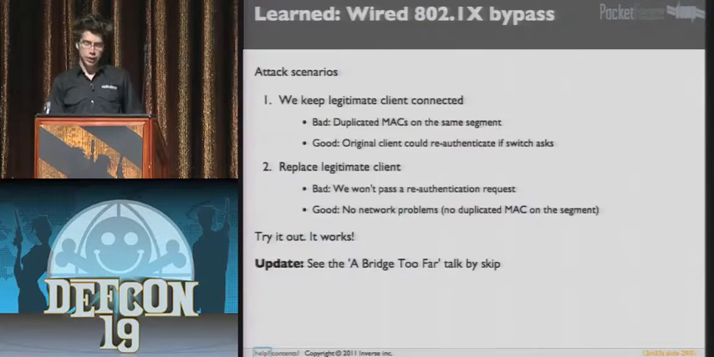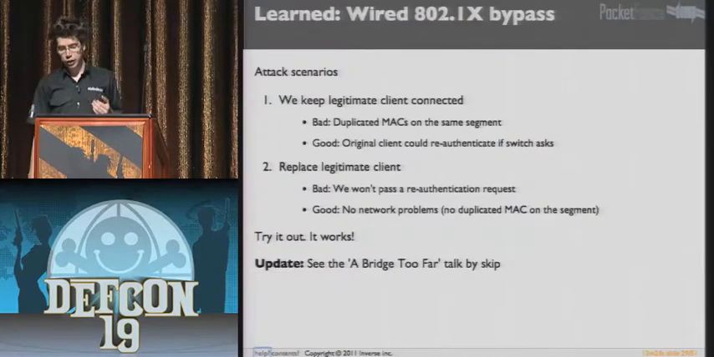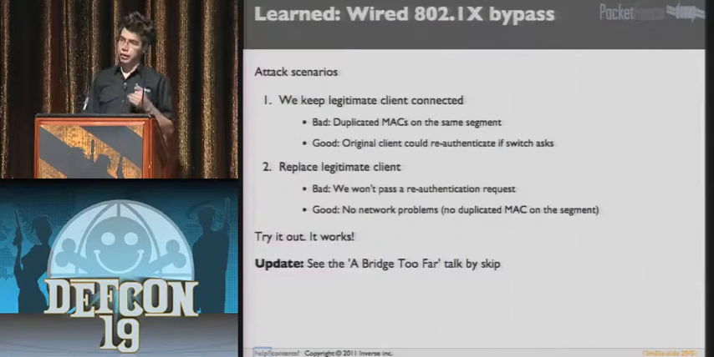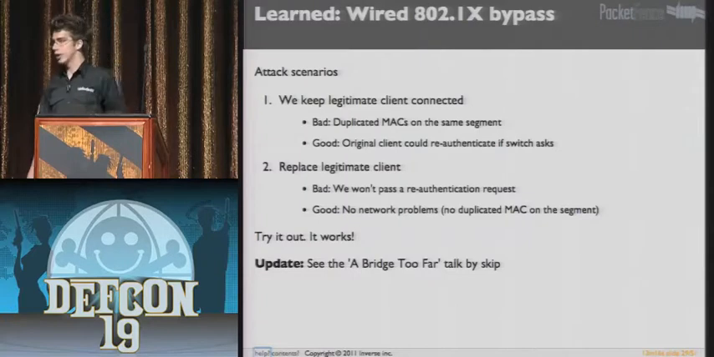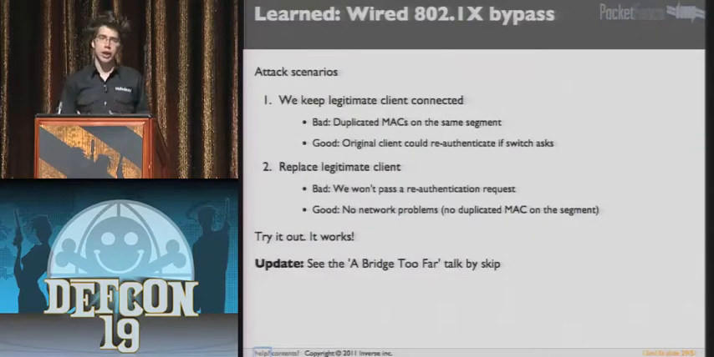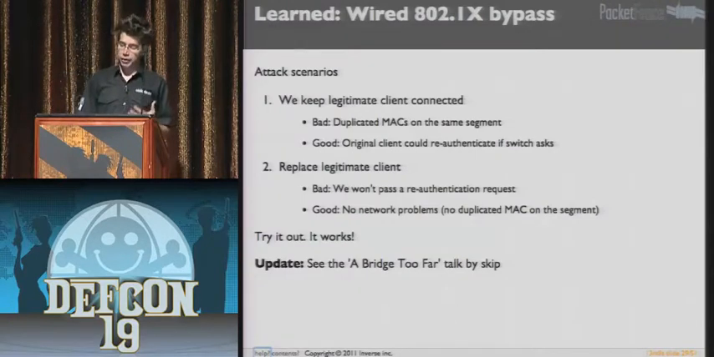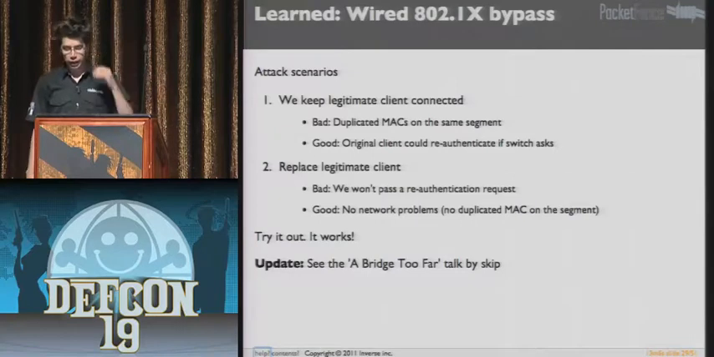So for the attack scenario, you have two things you can do. You keep the legitimate client connected, which is bad because you'll have duplicated MAC addresses on the same segment, but which is good because the client can re-authenticate if the switch asks to. Or you replace the legitimate client, which is bad because you won't pass a re-authentication request because you're not able to provide a strong authentication. But what is good about it is that you will not have network problems because there are no duplicated MACs on the segment.